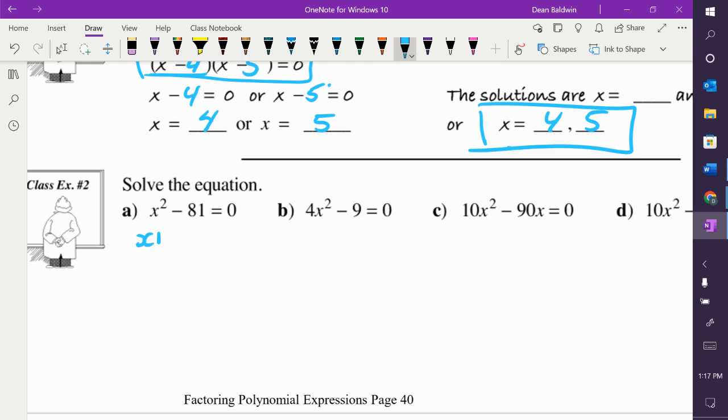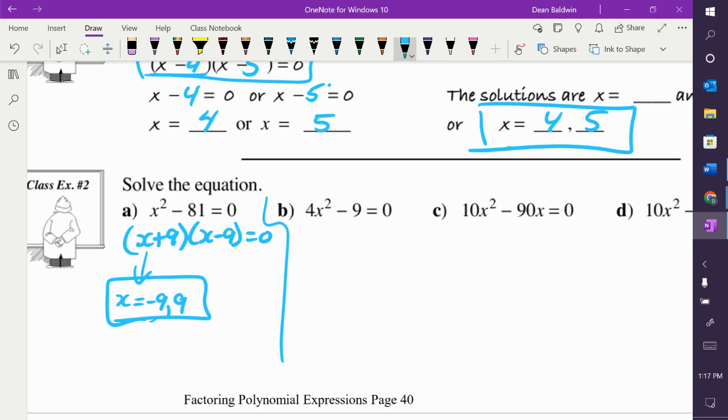So this turns into x plus 9, x minus 9 is equal to 0. Once you write it like that, you just ask yourself, what makes each bracket equal to 0? What makes the first bracket equal 0? What makes the second bracket equal 0? Those are your answers. That's it. That's all you do.